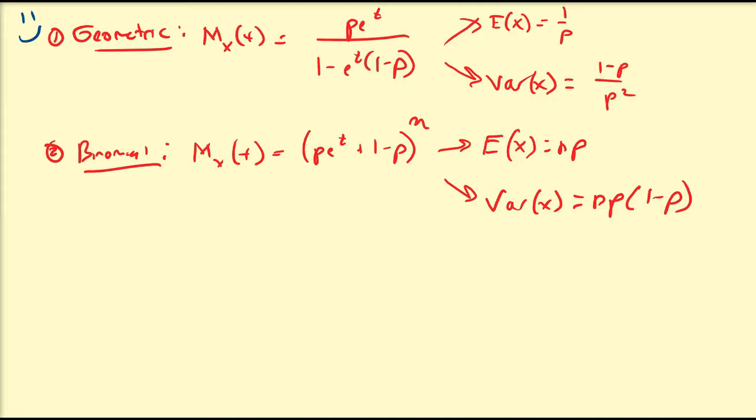In the previous two videos, we discovered how to find the moment generating function for the geometric and binomial random variables, and from them we were able to derive the properties: the expected value, or the first moment, the second moment, and the variance of those two random variables. In this video, we'll do a third example, the Poisson distribution.